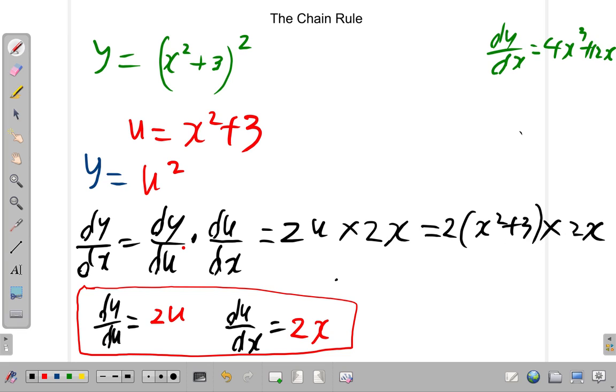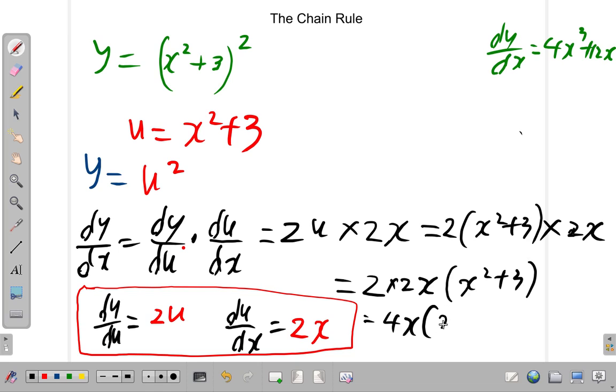So how do we work this out now? What does this give us? If we put the 2x in front, 2x times x squared plus 3. And then 2 2's are 4x times x squared plus 3. So what we have here is 4x times x squared gives you 4x cubed plus 4x times 3 gives you 12x. We have 4x cubed plus 12x. So it does work out in this example.